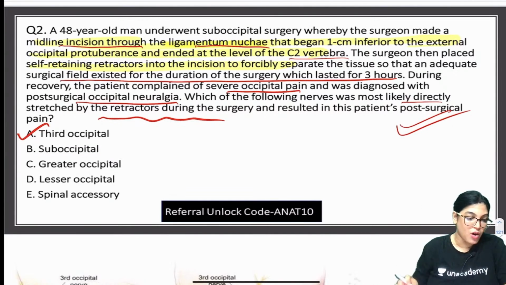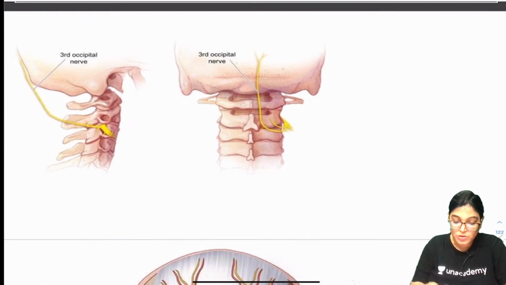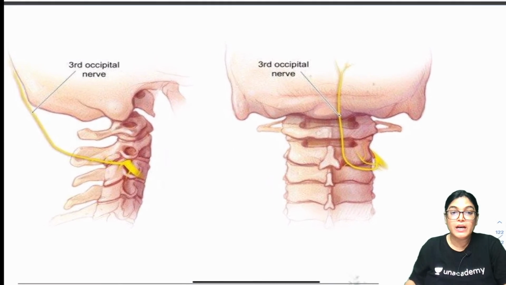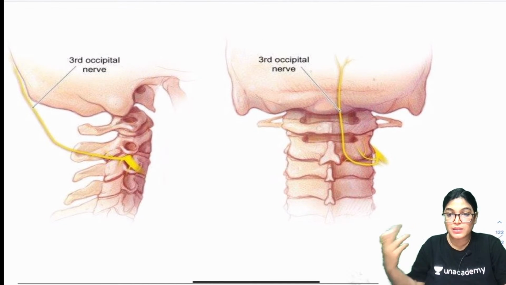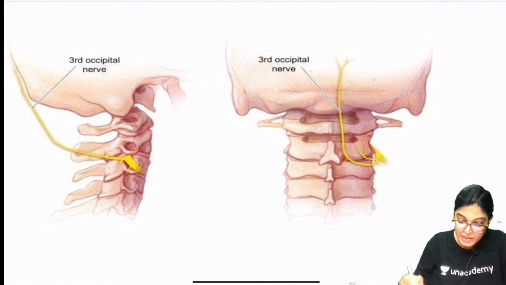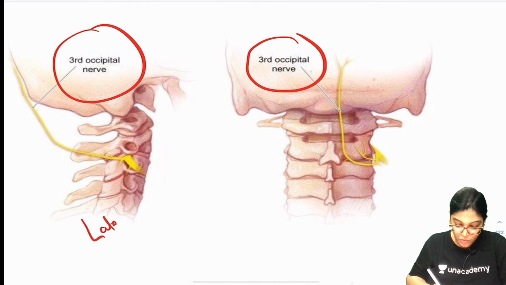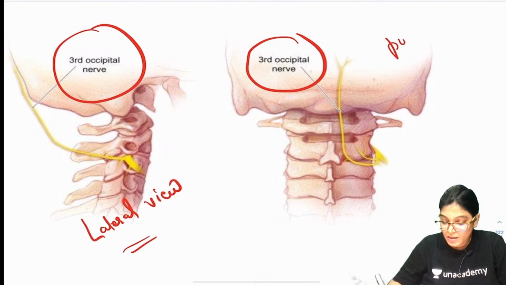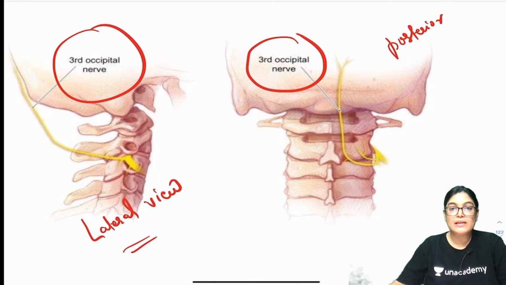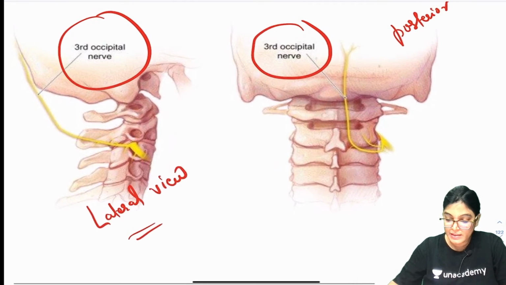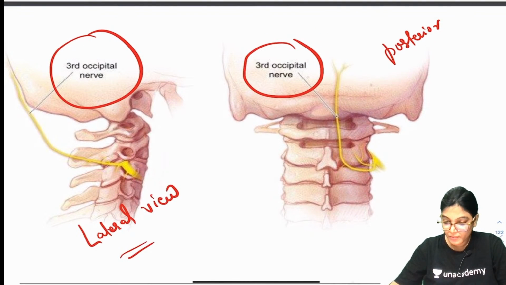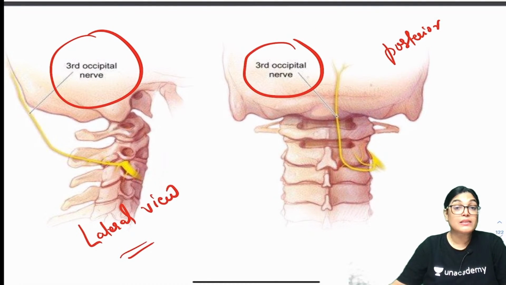So the answer is the third occipital nerve, and I would like to show you the diagram so that your vision is clearer. See here, students, can everybody see the area of innervation? This is the lateral view. The diagram shows the lateral view of the skull, and this is the posterior aspect of the skull. You can clearly see that the nerve affected is the third occipital nerve.